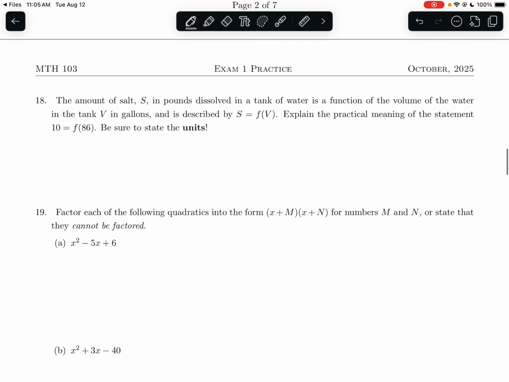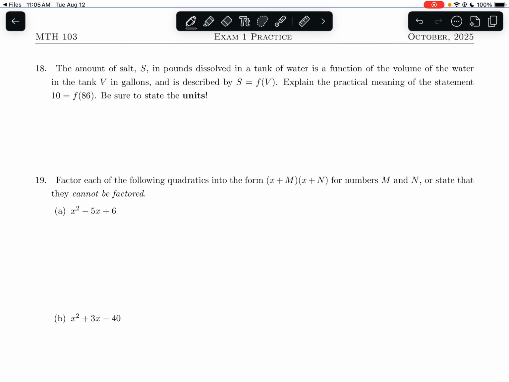Okay, so moving on to open response type questions. First, the amount of salt dissolved in the tank of water is a function of the volume. Okay, so this is the relationship. What does this statement mean? In other words, if you knew that the ordered pair (86, 10) was on the graph of the function or satisfies the function, what does that represent? So what this means is that the pounds of salt is S, it's the output from the function.